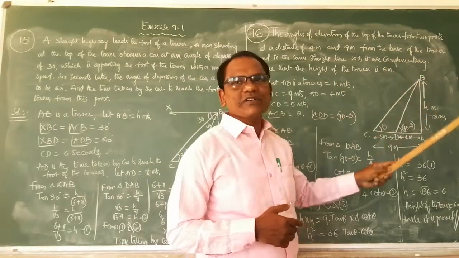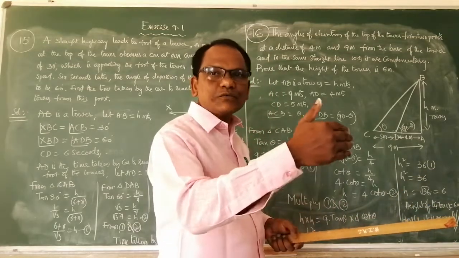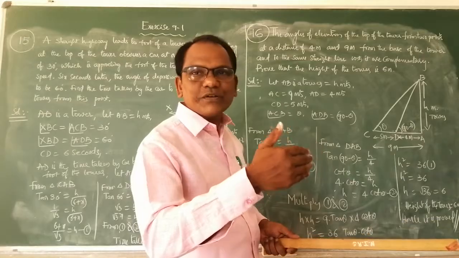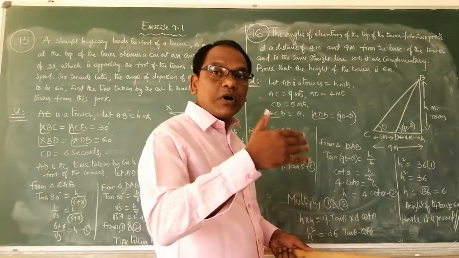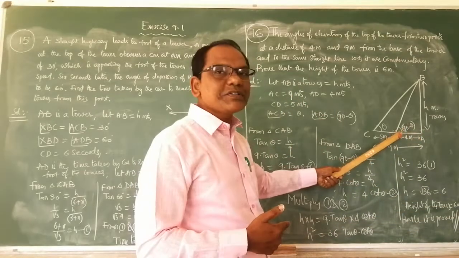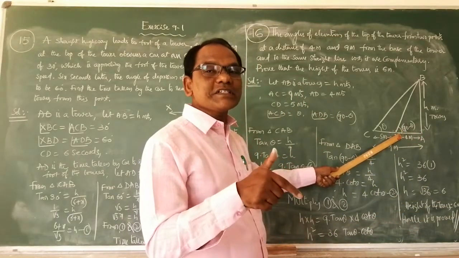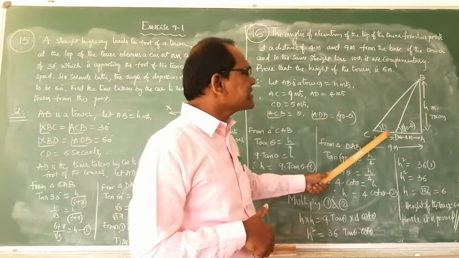From the base of the tower, we have to move to 2 points. The 2 points are, one is 4 meters, the second one is 9 meters. These two we are counting from the base of the tower only. When we come 4 meters out of the 9, how much is remaining? Remaining 5 meters. These two points are C and D.